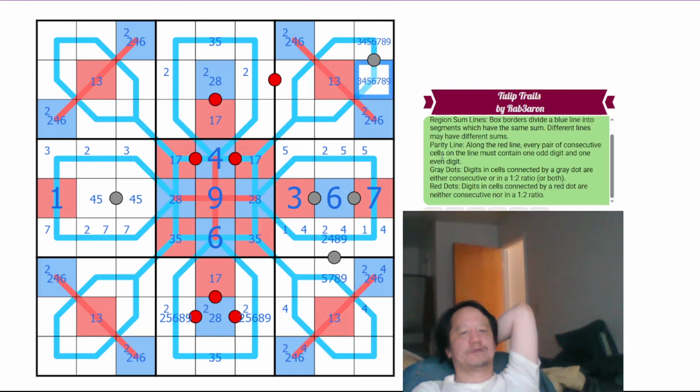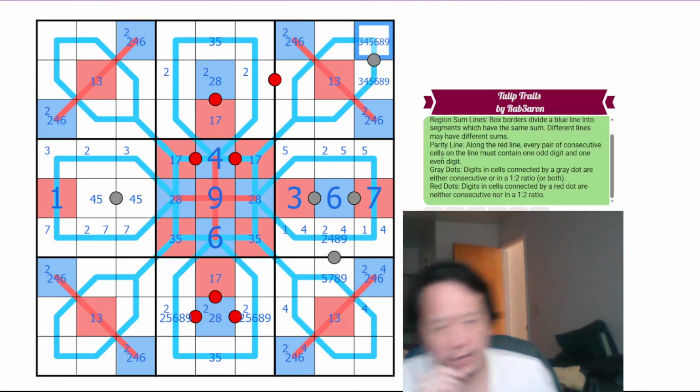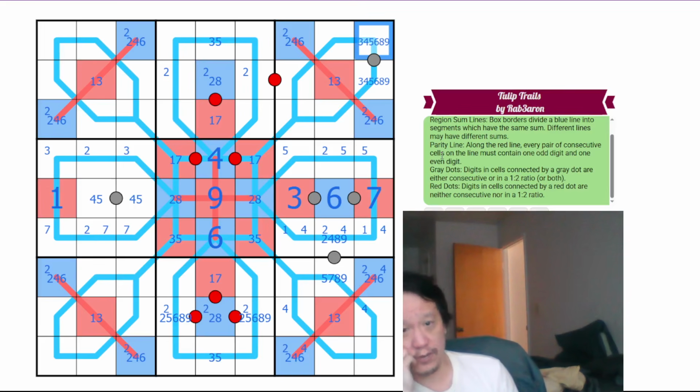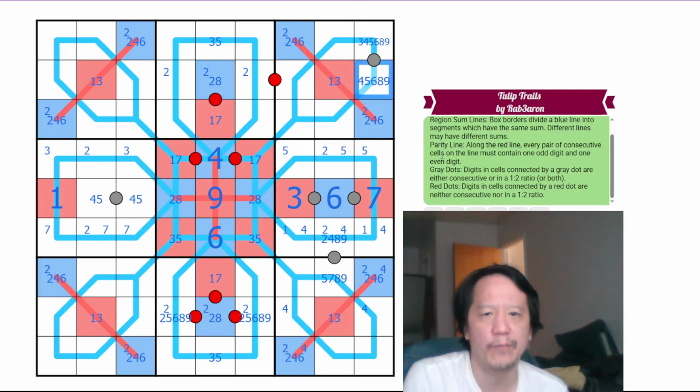But it could be 3 through 9 here. Obviously no 7 here. 6 and 5 could be consecutive. This can't be 3 because of the 1-3 pair in the row.